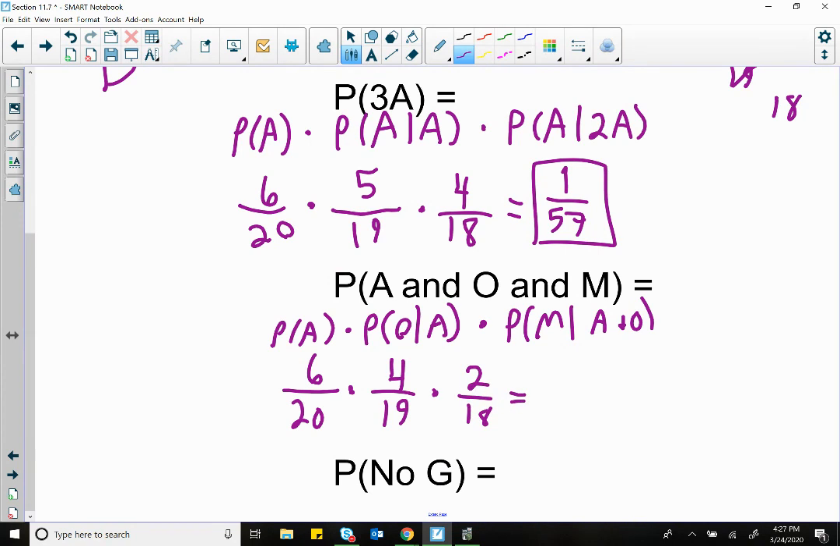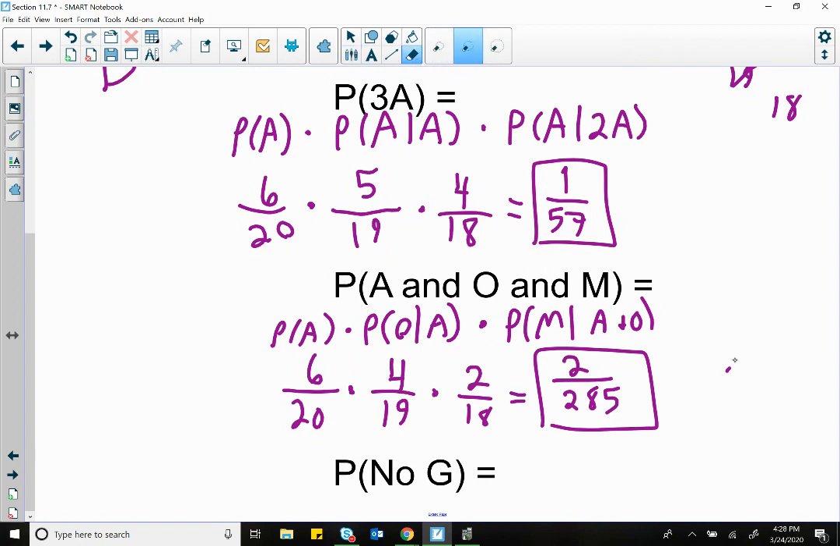So all we do now is go back into our calculator. I can select those 3 fractions I just had. All I got to do is go up and change those top values to a 4, and then the last one to a 2. And I end up with a probability of 2 out of 285.